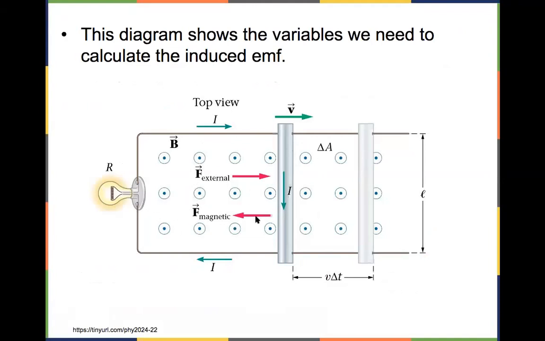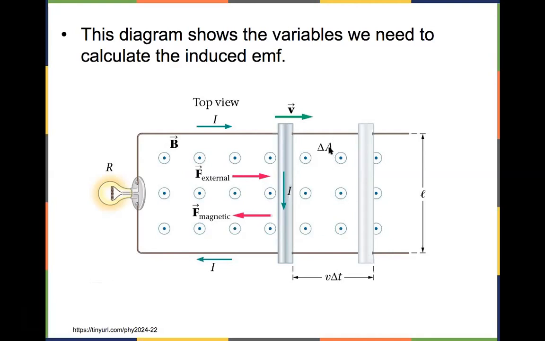As I said, the magnetic force should be towards the left. So to keep this rod moving towards the right, you should have an external force F external there. These two should cancel out, so then you have constant velocity V. So let's take a look.